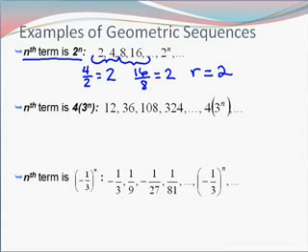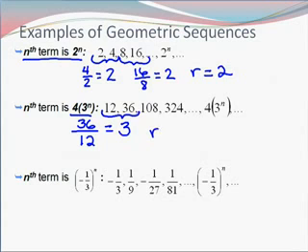Another example is with an nth term of 4 times 3 to the n power. Let's take a look at our ratio of the second to the first. So we have 36 over 12, which is going to be 3. So in this case, your common ratio r equals 3.